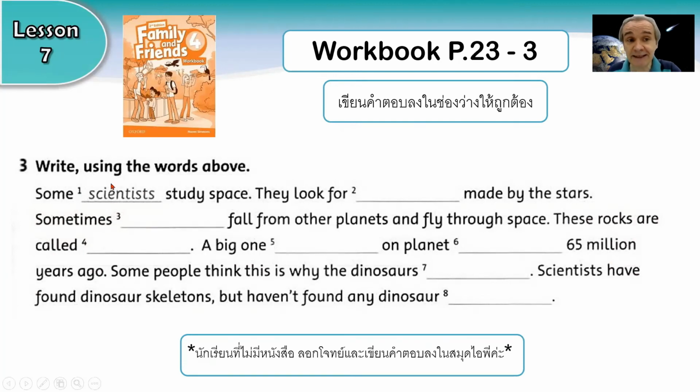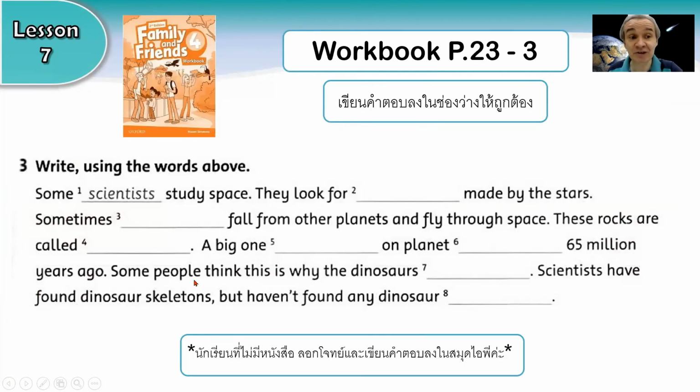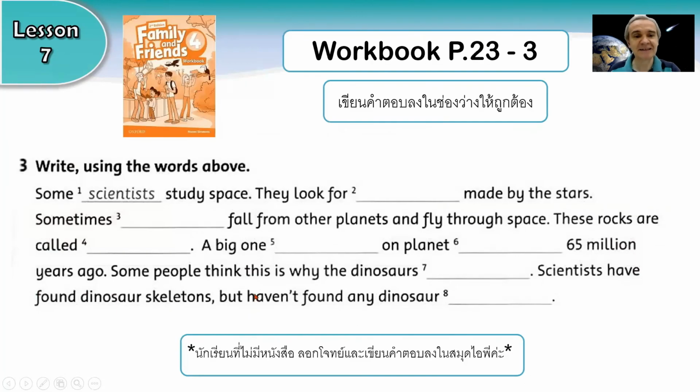Now, after doing part 1, have a look at part 3. In part 3, we need to use the words from here to complete the story. So in number 1, some scientists study space. They look for something made by the stars. So let's have a look. What word means something made by the stars? Okay, so we have 8 answers for this one, which we will check in the next video.